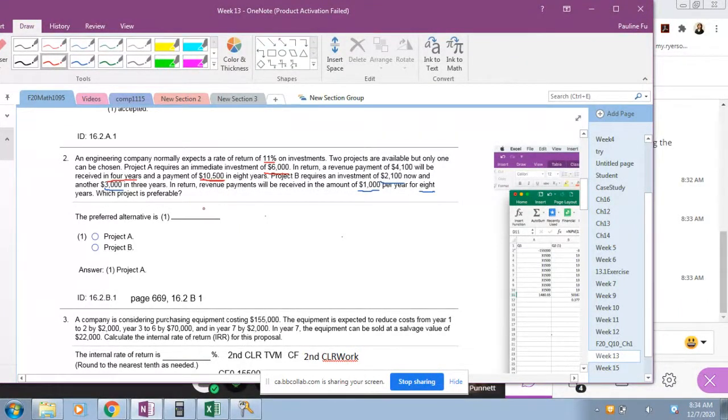So for project A on the calculator, we need to calculate the present value of money in, the cash in, and then minus the present value of the outlay. So we are doing project A now.